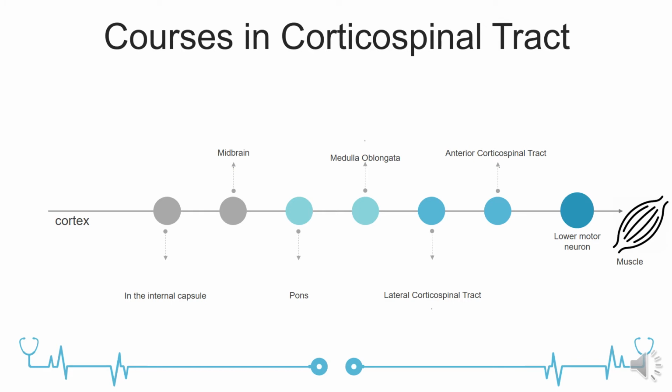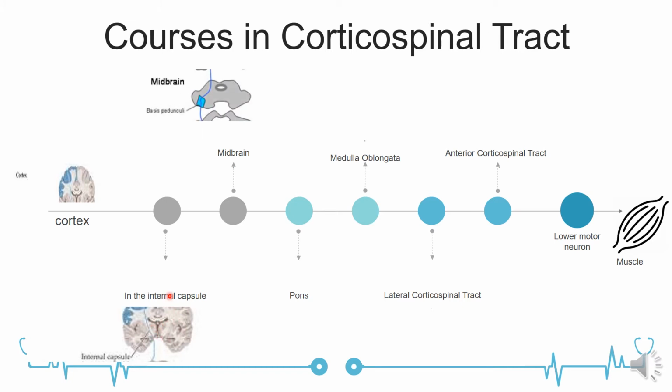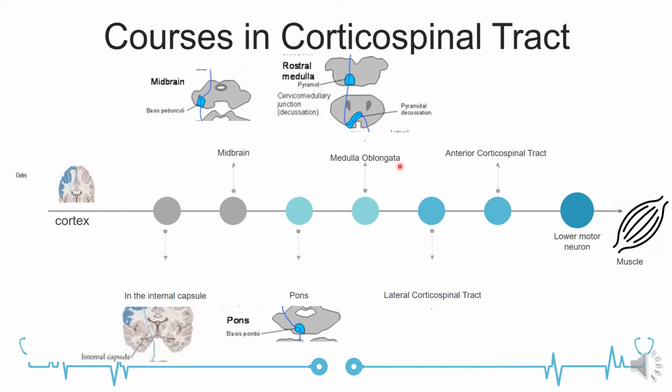Now we're going to look into the course of the corticospinal tract. So, starting from the cortex, moving on to the internal capsule. This is the internal capsule. Midbrain, through the basis pedunculi, pons, medulla oblongata, and then from here they will separate into the lateral corticospinal tract and the anterior corticospinal tract, to the motor neuron, and lastly to the muscle.